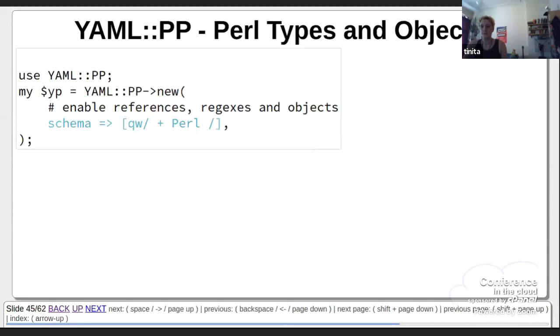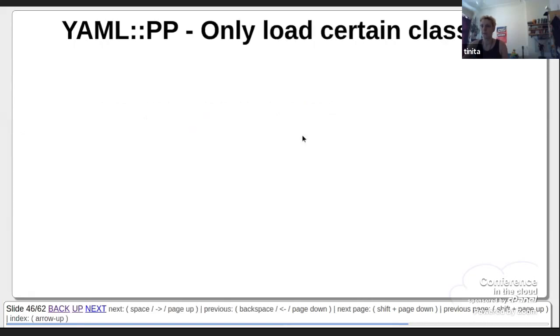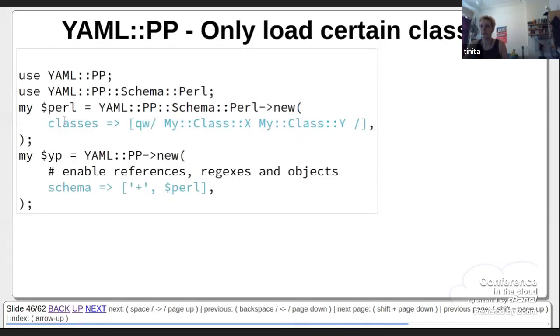But maybe sometimes you only want to load certain classes and ignore others. And for that, you have another option. So you instantiate the schema object and give it a list of classes and pass this object to the schema option.